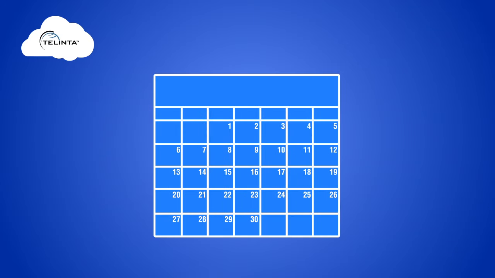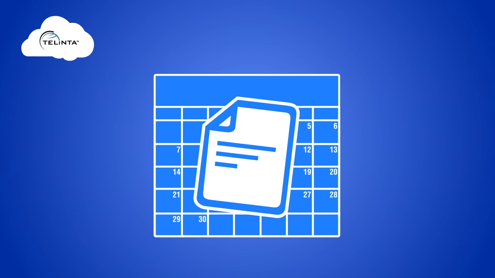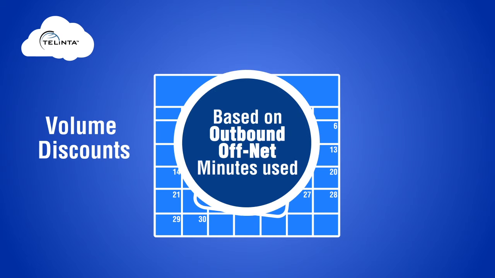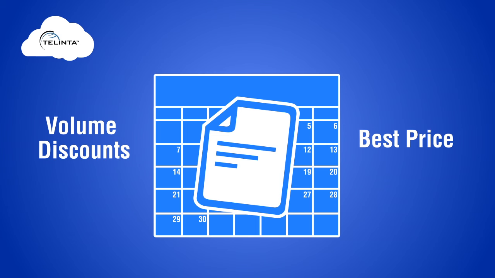Telinta bills you for the minutes you use in any given month on the following month's invoice. This gives your business the cash flow it needs to operate. Telinta provides volume discounts based on your overall total of outbound off-net minutes used per month. We automatically apply the discount so that you always get the best price available.